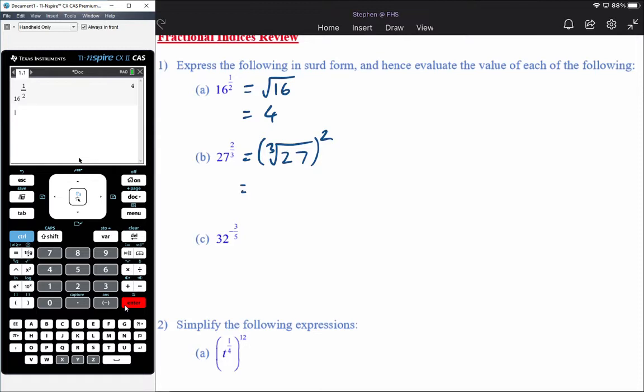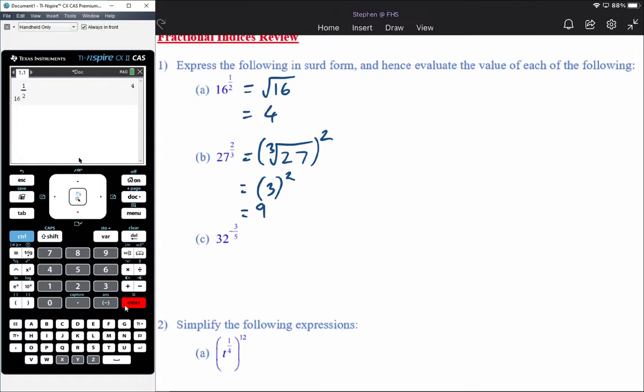And then you think, okay, well, what is the cube root of 27? That is simply 3, and then you keep the square over there. And once you have 3 squared, that is equal to 9. Okay, so that's pretty much all there is to it.